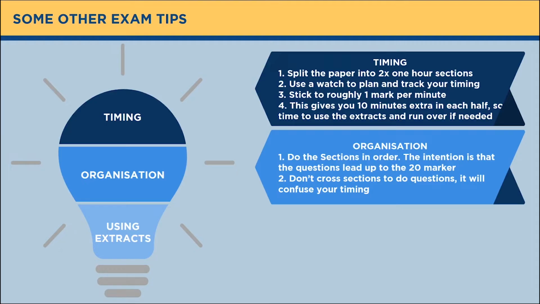So if you're going to do section A in a different order and you'd rather do the 20 marker first, that's fine, but don't do both 20 markers first, because it becomes really difficult to then organize your timing when you're crossing sections and you go away from that 1 hour per section. So those would be my 2 bits of advice for organization.